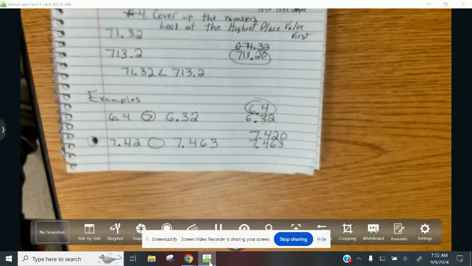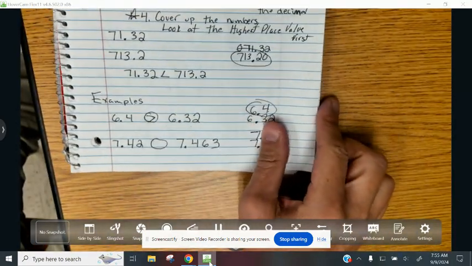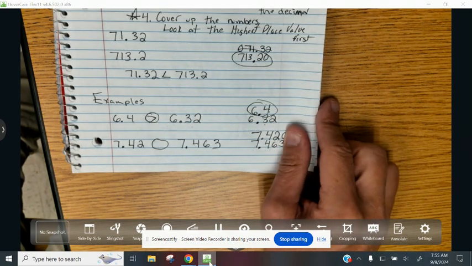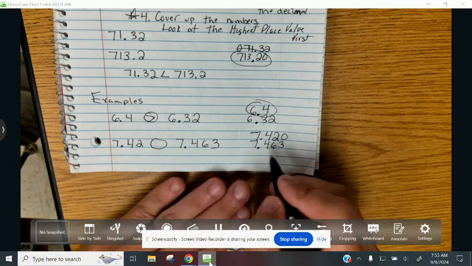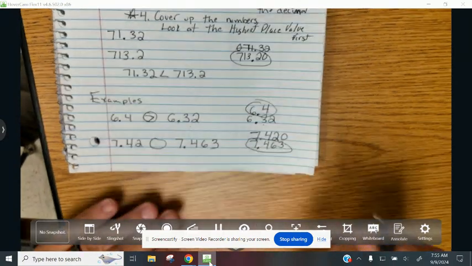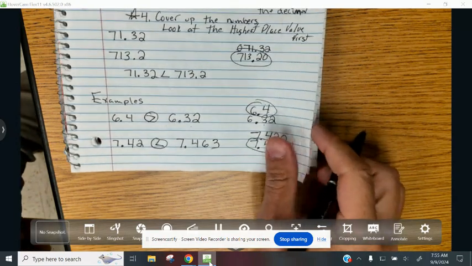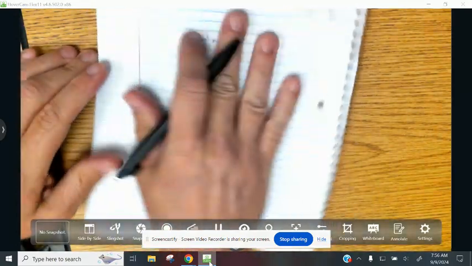So it looks like I have equal digits, and I'm going to cover up. Are the ones place the same? Yes. Tenths place the same? Yes. Hundredths? No. Beep, beep, beep. There, right there tells me that's the bigger number. And I always have the mouth eating the bigger number. Okay. So let's do one more problem. And then that's really all there is to it for comparing.